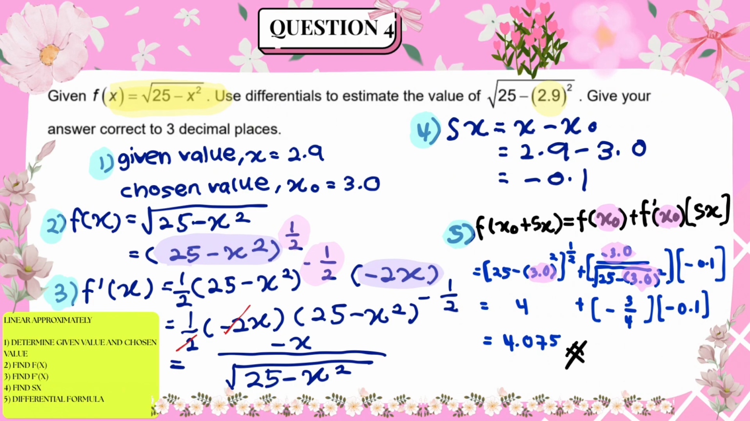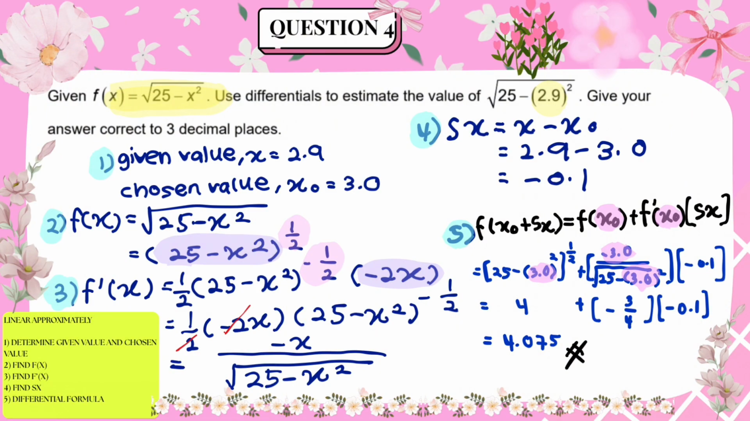Okay, so the first step is we have to choose an x value. We are given the value of x, which is 2.9. So we have to choose a value that is very close to 2.9, which is 3. For the second step, we are working with the function. The function is given, which is the square root of 25 minus x squared. So we just need to simplify it into exponent form, and it will become (25 minus x squared) to the power of half. For the third step, we need to find the derivative.